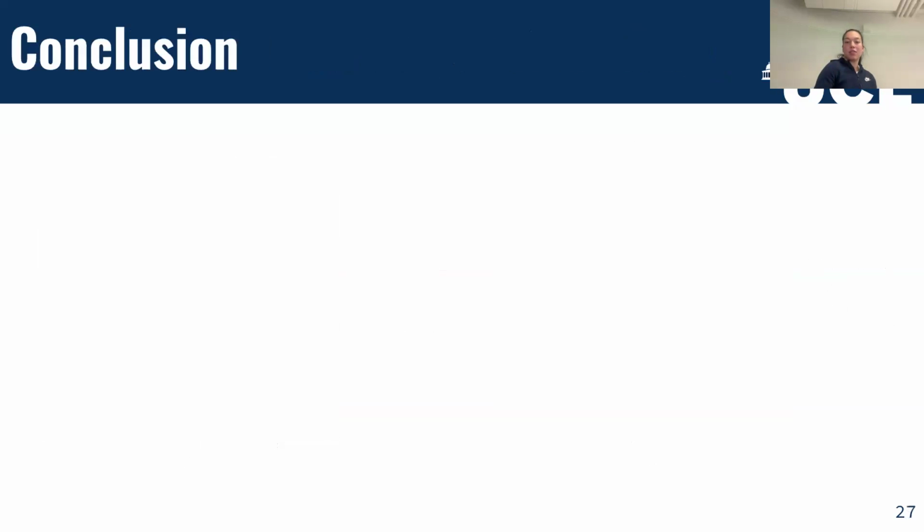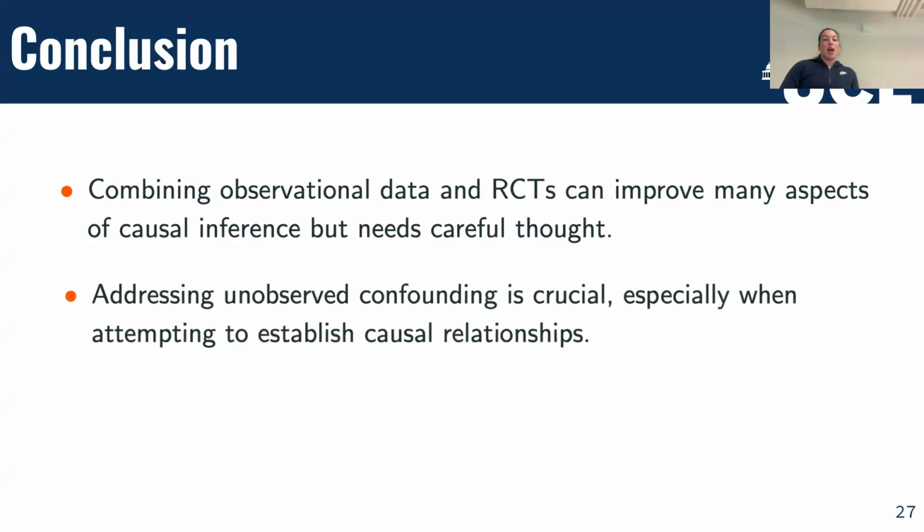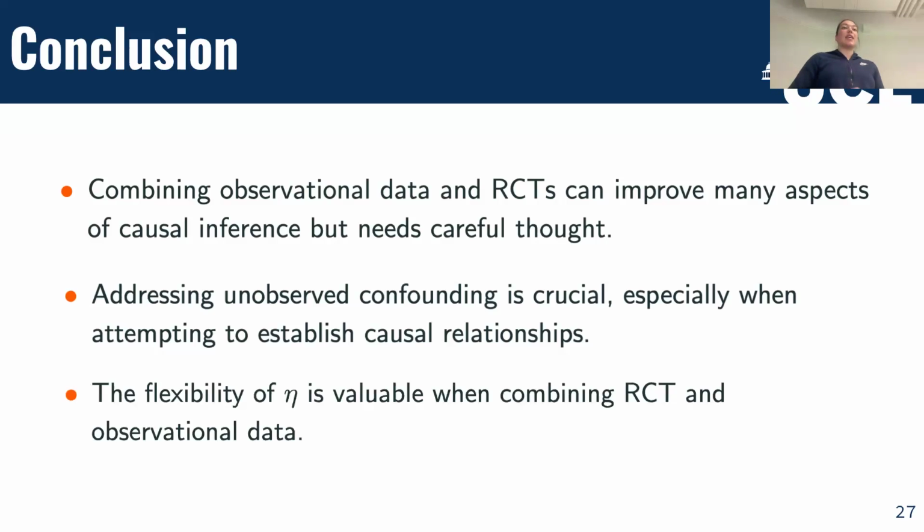So it looks like 5 minutes, so conclusion. What we see is that combining observational data and RCT can improve aspects of causal inference, but we need to be very, very careful of making assumptions of unconfoundedness. When do we make them? How bias can lead into the model. Addressing unobserved confounding is crucial, especially when we're attempting to establish causal relationships and heterogeneous effects. And this flexibility of eta is valuable when combining RCT and observational data.